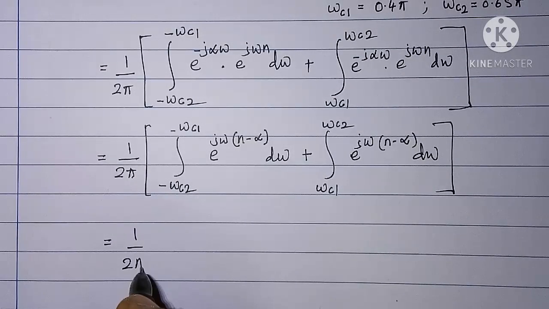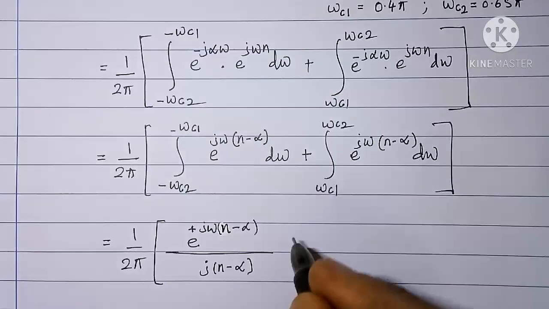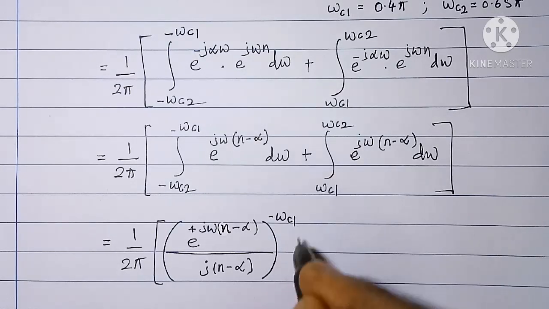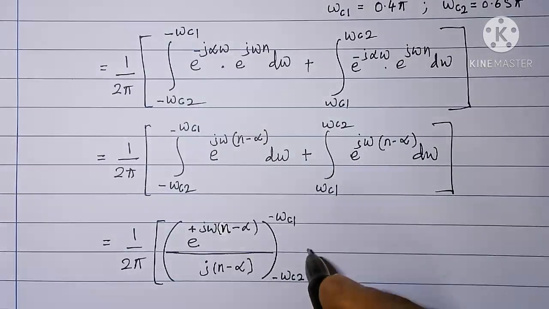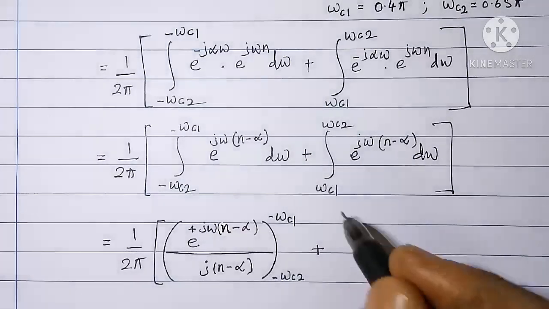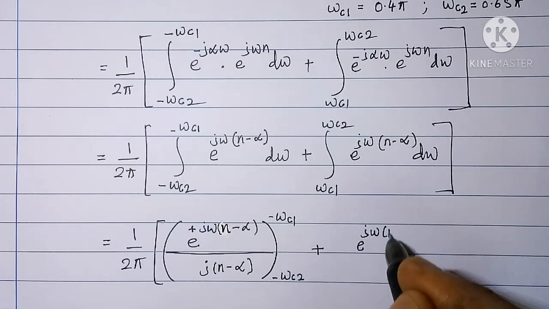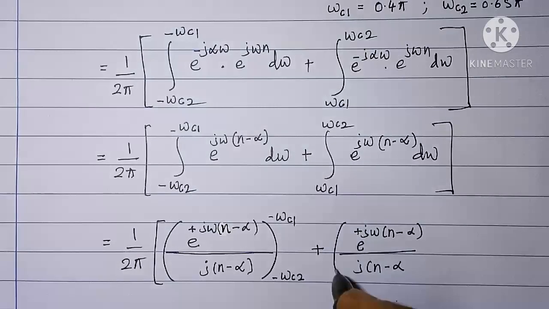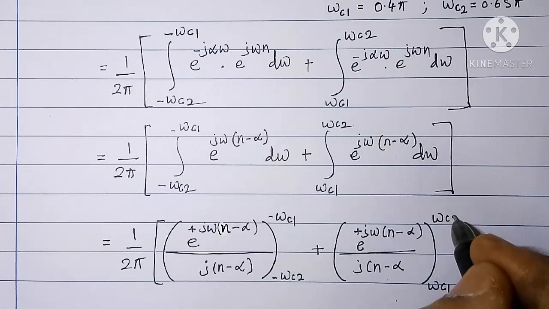Integrating we get 1 by 2 pi, e raised to j omega into the bracket n minus alpha by j into n minus alpha. The limits of integration were minus omega c2 to minus omega c1, so I have to put the same limits here and then simplify. The next part is e raised to j omega into bracket n minus alpha divided by j into the bracket n minus alpha, with limits of omega c1 to omega c2.